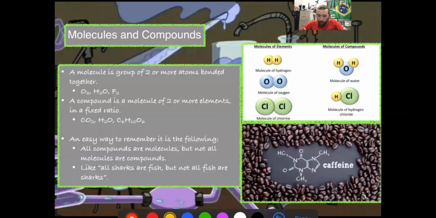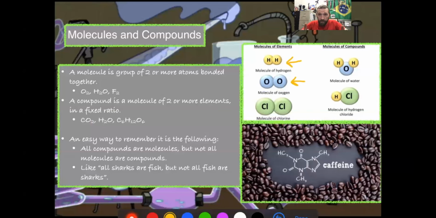So you have some examples over here. Oxygen is a molecule. Hydrogen is a molecule, because these things don't occur by themselves. Like hydrogen wants to bond with another hydrogen. Oxygen pretty much always is stuck together with another oxygen. So you always have O2 floating around. So these are molecules. Now, a compound is a molecule of 2 or more elements in a fixed ratio.